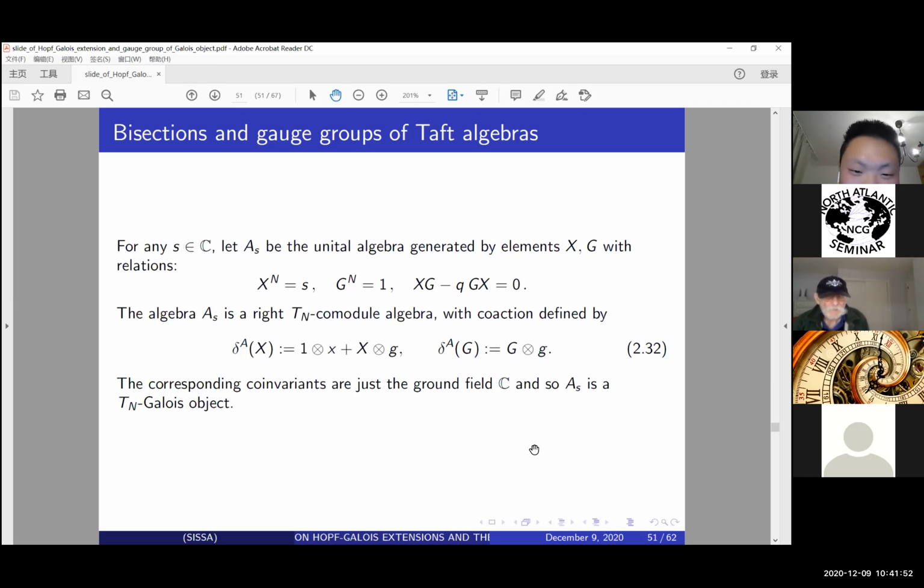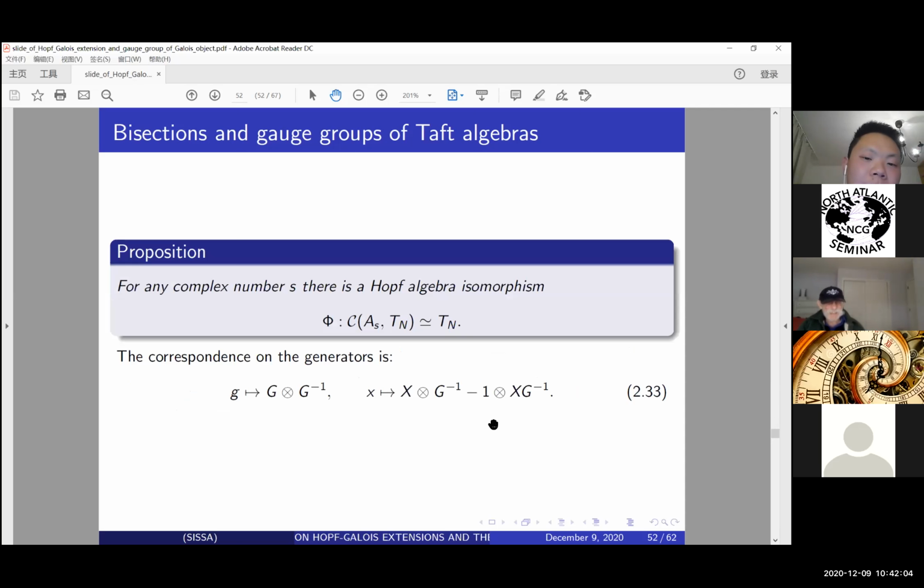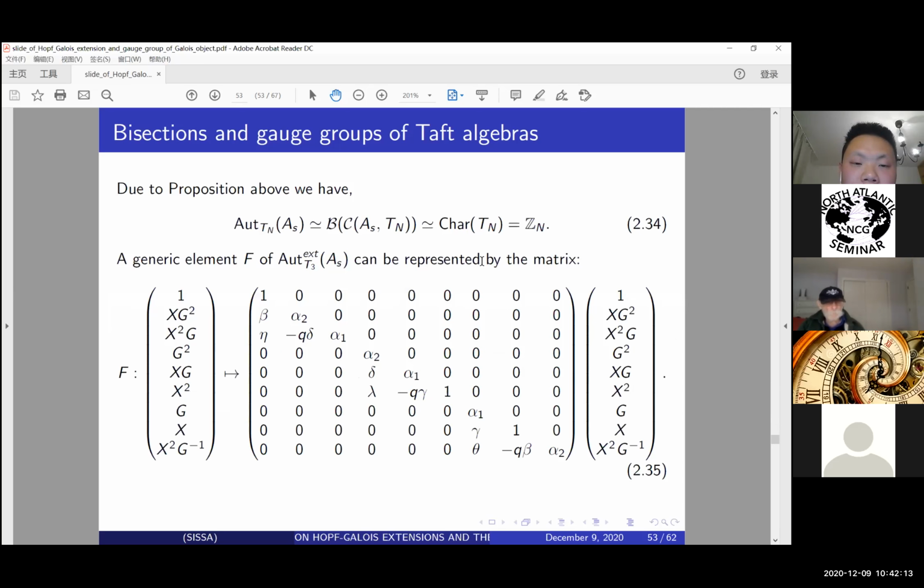And so we have this Galois object of the type algebra, since the canonical map is bijective and the co-invariant subalgebra is just the complex numbers. We can also show that the corresponding bialgebroid is isomorphic to the type algebra itself, resulting in the gauge group and the bisection being isomorphic to that.